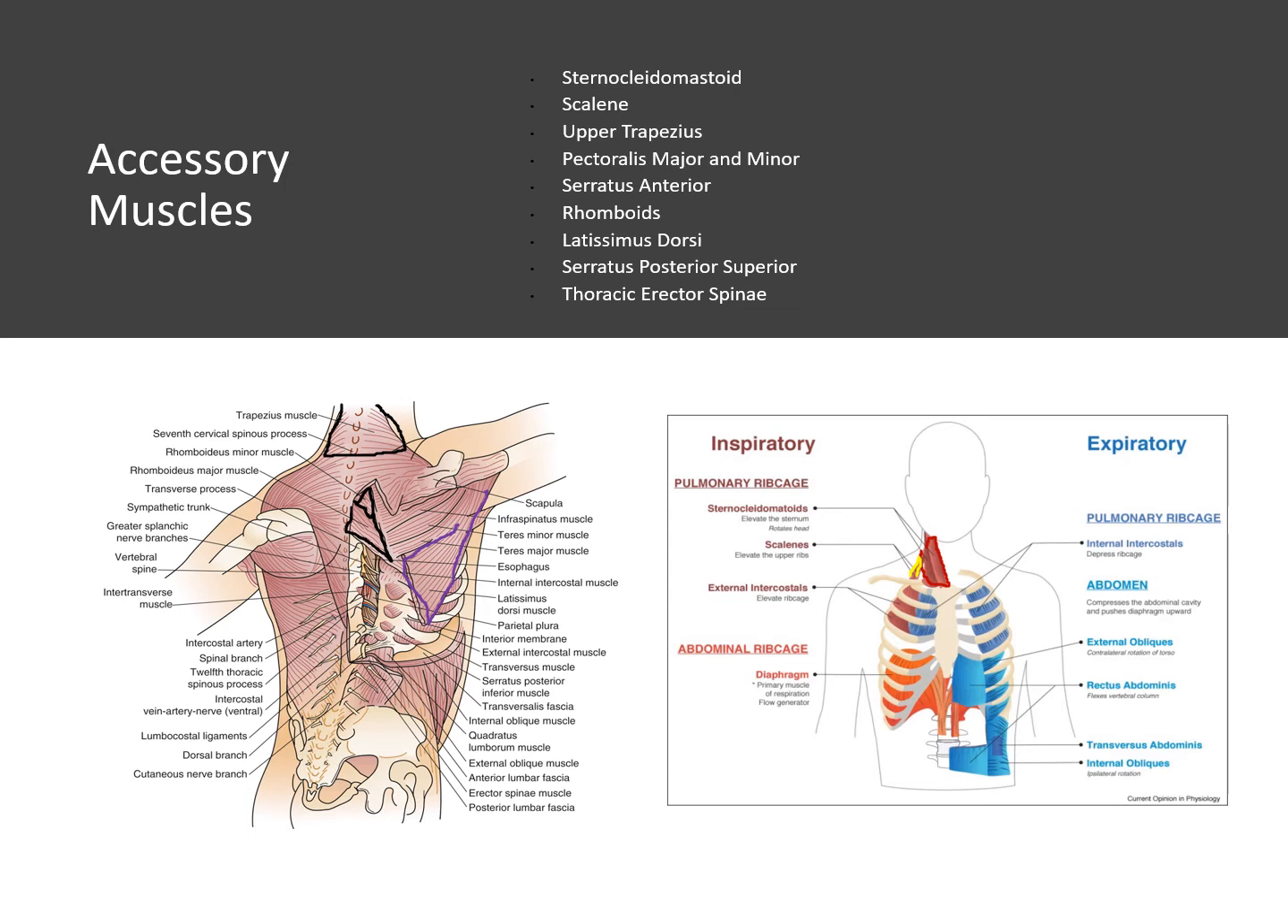And then serratus posterior superior. This muscle assists in inspiration by raising the ribs to which it is attached and expands the chest. And then we have the thoracic erector spinae muscles, and those extend all the way from the sacrum to the skull. And those are really important for helping extend the thoracic spine and raise the rib cage to allow greater expansion of the thorax.